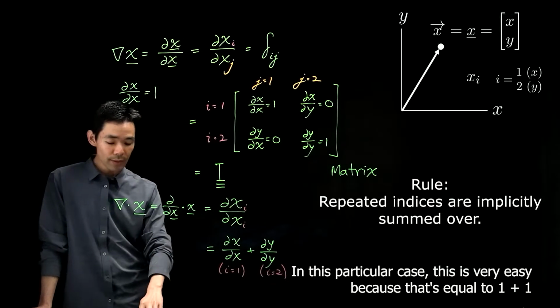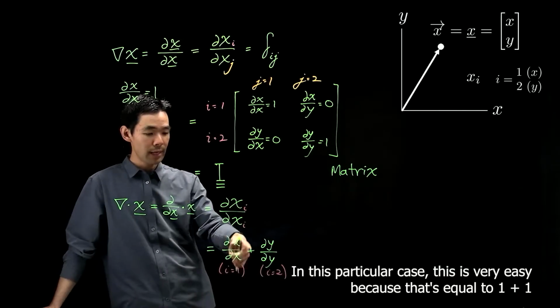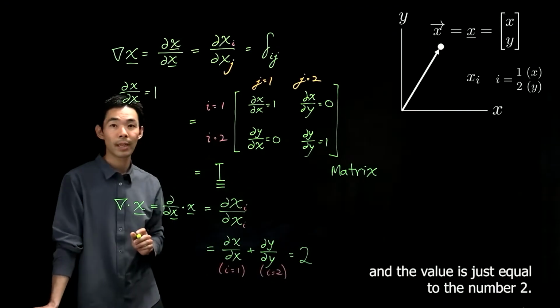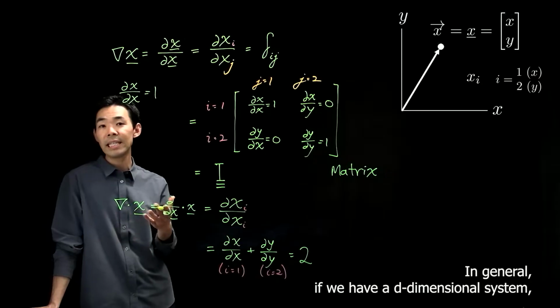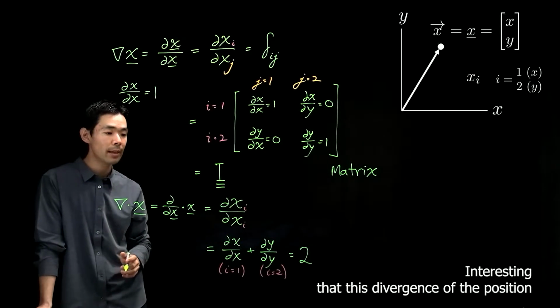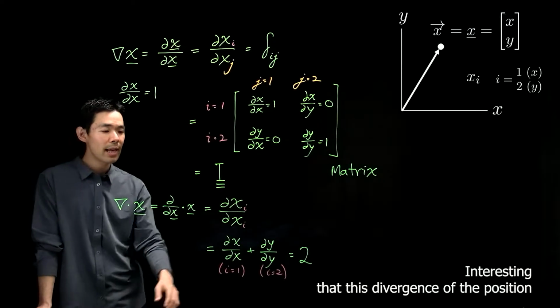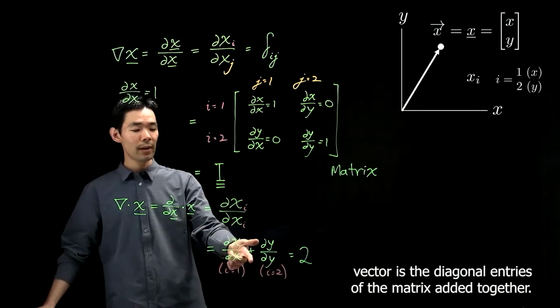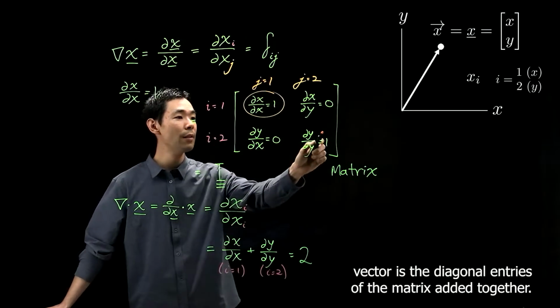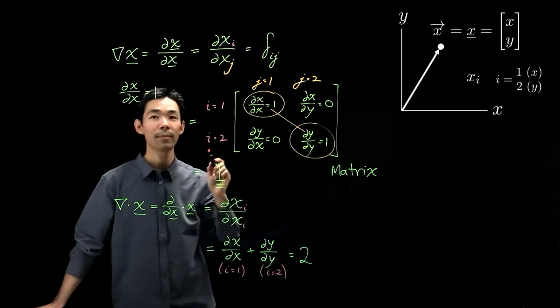Okay? So of course, in this particular case, this is very easy because that's equal to 1 plus 1, and the value is just equal to the number 2. Okay? In general, if we have a d-dimensional system, this value will just be equal to d, the number of dimensions in your system. Okay? Note what's kind of interesting is that this divergence of the position vector x, all it did was to take the diagonal entries of your matrix and added them together.